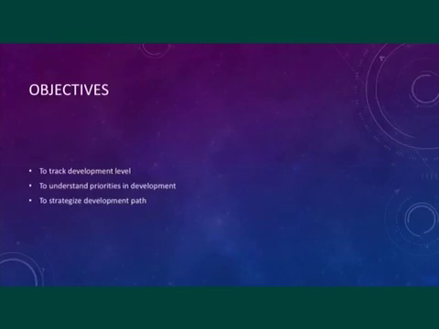The discussion today is about a model to track development level based on Maslahah. This model has three important objectives. The first one is to track the level of development in a society. Number two, to set and understand priorities of development in the society. And lastly, the model is useful to strategize development plans in the future.